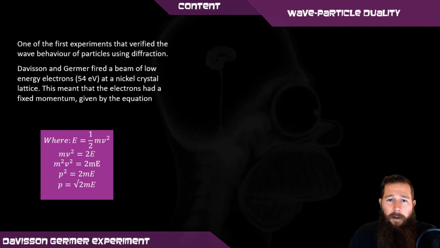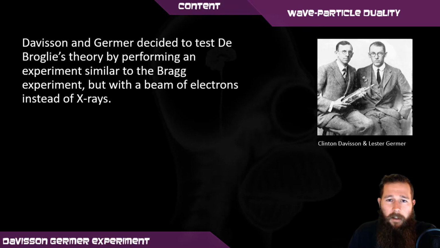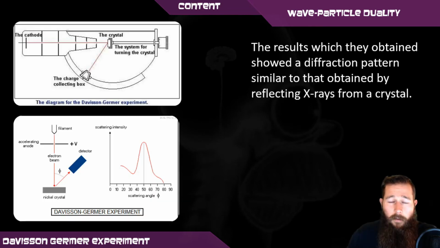Now, one of the first experiments to try this instead of with light, but with particles, was the Davisson Germer experiment. Now, what they decided to do is test de Broglie's theory, which is that particles can behave as waves, by performing an experiment similar to the X-ray experiment. And what they did was to fire a beam of electrons at a nickel crystal lattice and observe the interference pattern that was reflected off the lattice.